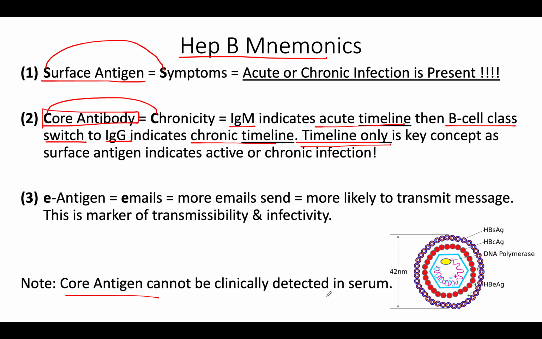All right, so the E antigen, the other major antigen. I like to think of the E as in emails. And so you're sending out emails to people and they're not responding to you. Keep sending more emails. Pile those emails on. 50, 100, 1,000. Send more emails. The more emails you send, the more likely you are to transmit your message, right? So in the same way, the E antigen is the marker of transmissibility and infectivity. The more E antigen you have, the more emails you send, the more likely you are to transmit that message.